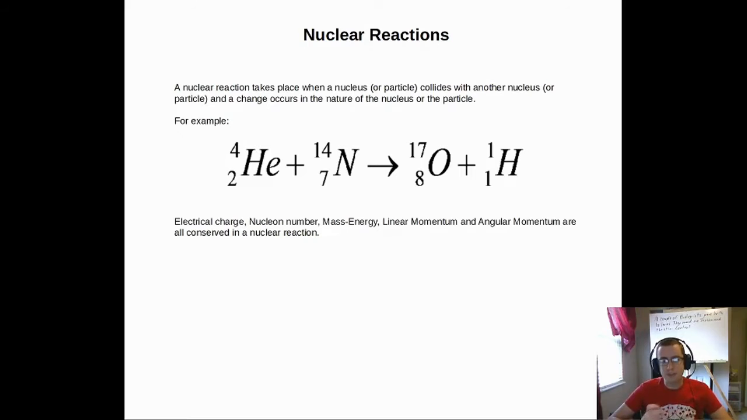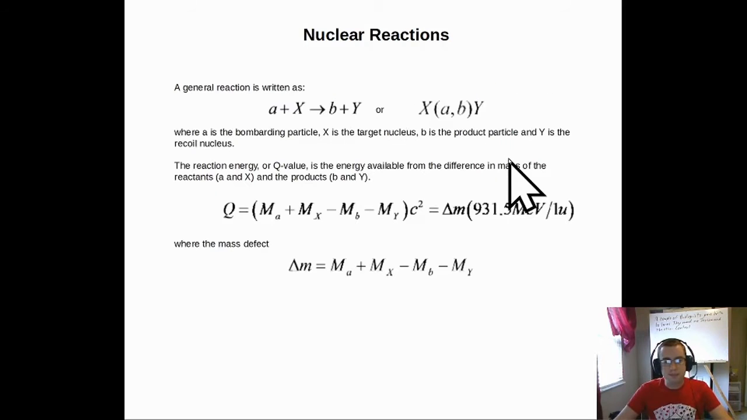So if something's sitting still, one thing jets off to the left, the other thing has to jet off to the right, or whatever direction it has to be. But that has to be conserved, as well as angular momentum too. So all of those things have to be conserved within a nuclear reaction.